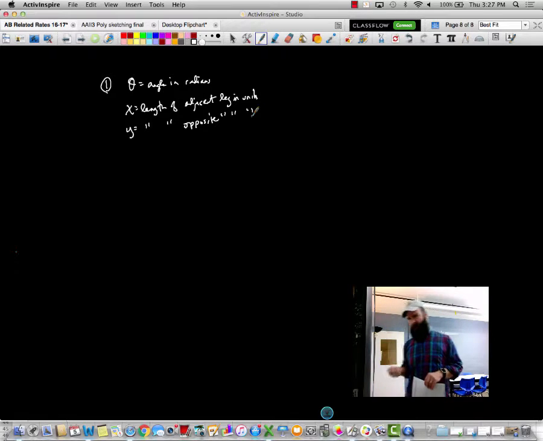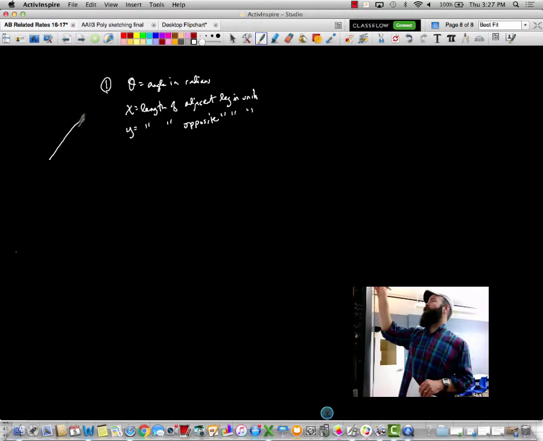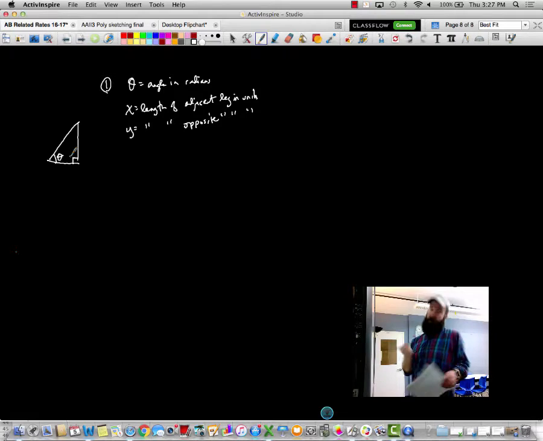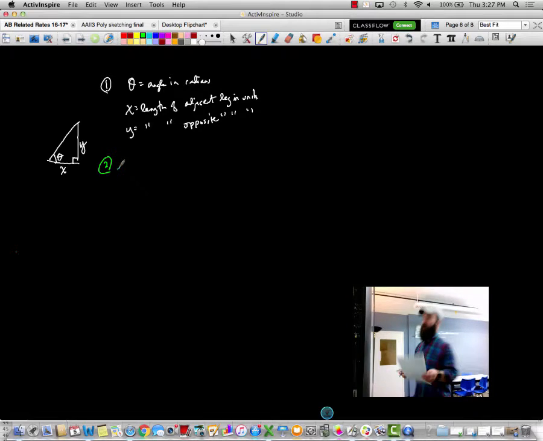So we're told that this is happening. I'm going to go ahead and draw a picture because it actually helps me to keep all this stuff organized. So this is a right triangle, and theta is an angle in the right triangle. I'm going to pick it to be that one. X is the length of the adjacent leg, and y is the length of the opposite leg. Cool.